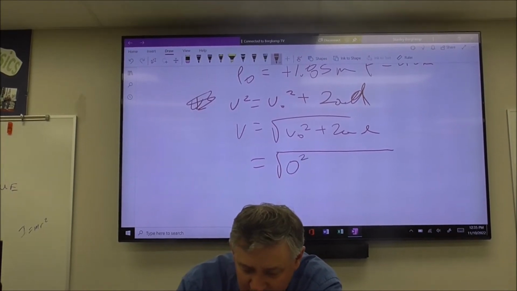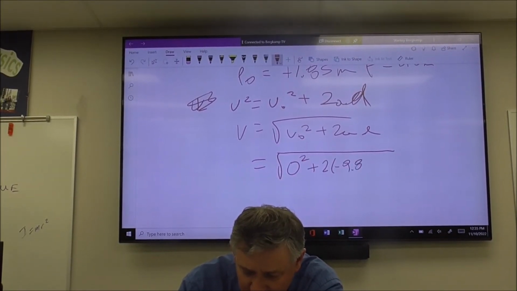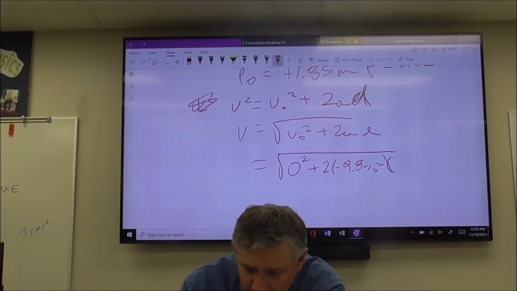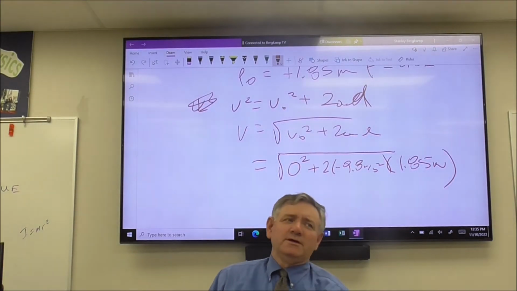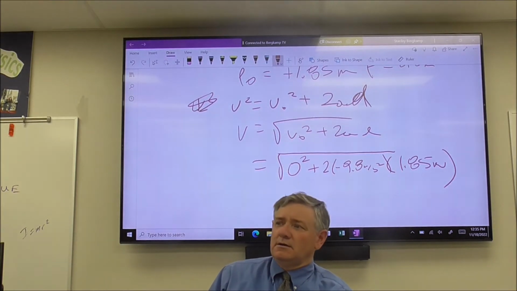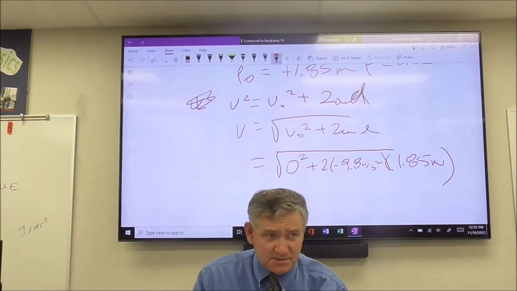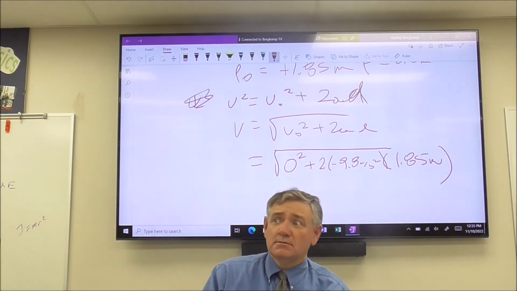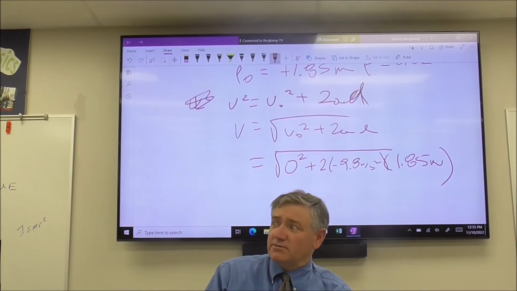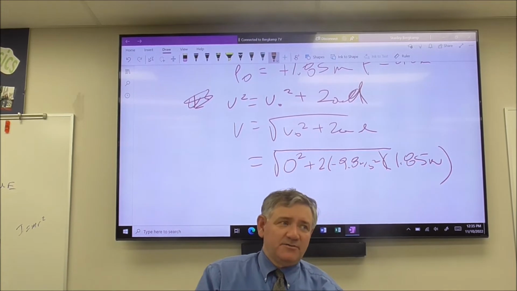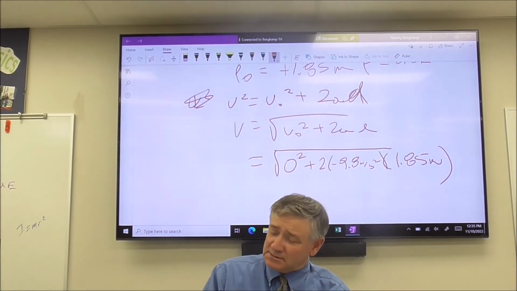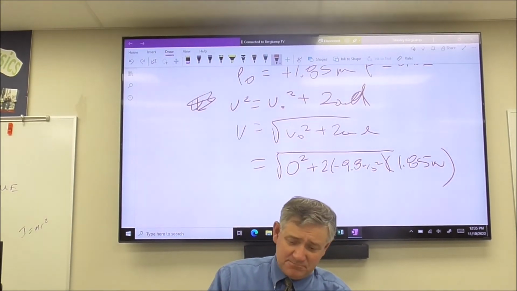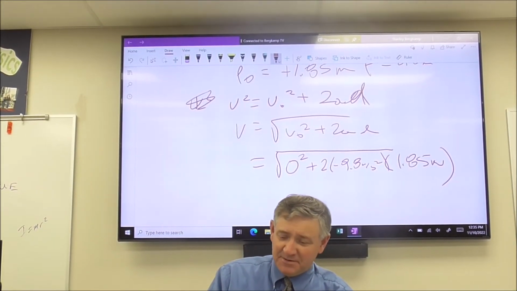So v naught squared is 0, plus 2 times negative 9.8 meters per second squared, and it's going to fall 1.85 meters. Immediately, boo, why? Displacement should be negative, because if you do this, you're going to get a negative underneath the radical. You're going to have imaginary velocity, which is tough, especially if you get pulled over. You know how fast you're going? No? Surprise, it's an imaginary value.